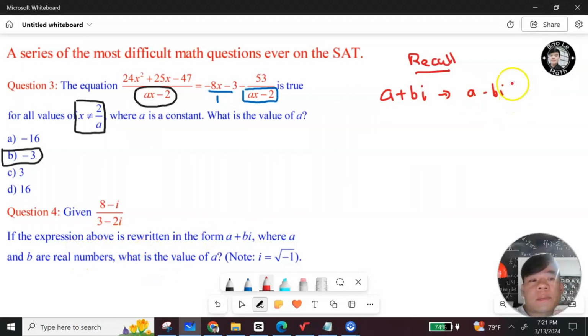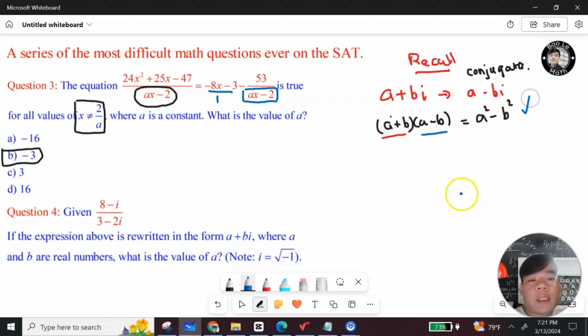Let me write over here. So what does conjugate mean? Recall algebra 1: a plus b times a minus b equals a square minus b square. So keep that in mind. The conjugate means that if this one is given, then this one must be its conjugate, so that this one multiplied by this one equals the difference of two squares. This is what we learned in algebra 1.